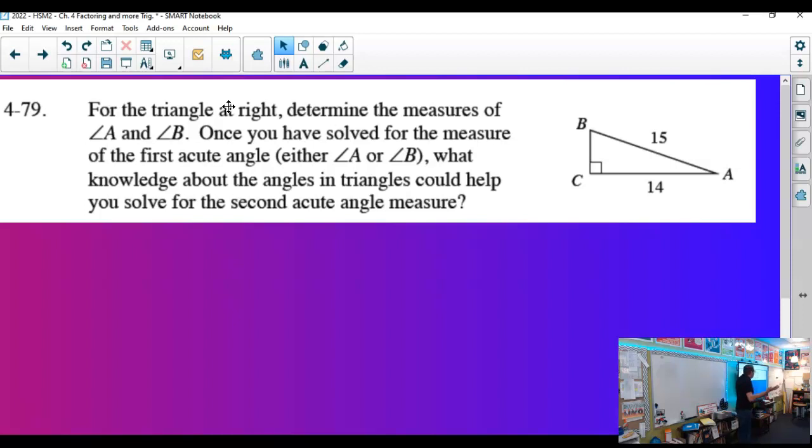So solve this somehow. Either solve for A using cosine and then figure out what B is, or solve for B using sine and then figure out what A is. Go ahead. This is a nice example of how sine and cosine work together, because it depends on which angle we're referencing.